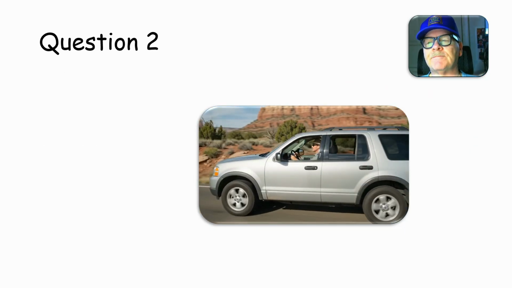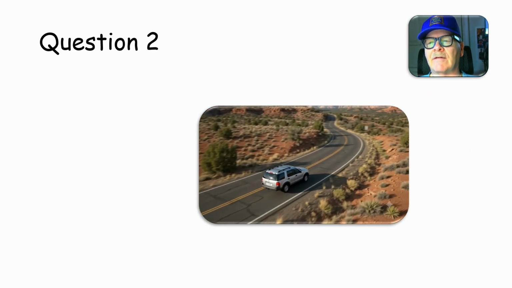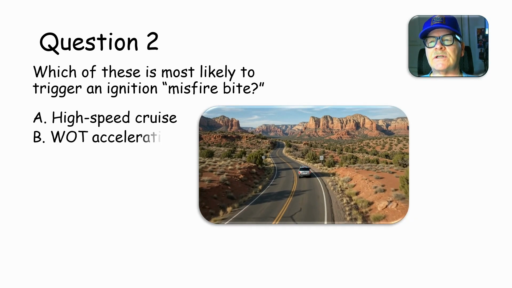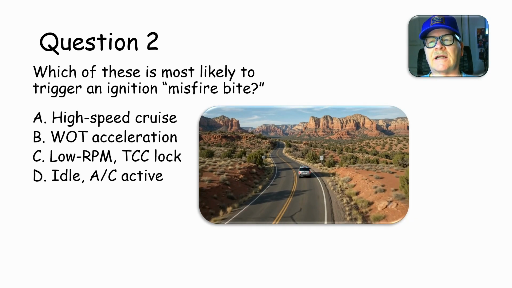Question 2. Well, we're driving along here in our 04 Explorer. Which of these is most likely to trigger an ignition misfire bite? High-speed cruise, wide open throttle acceleration, low RPM torque converter clutch lock, or idle with AC active?